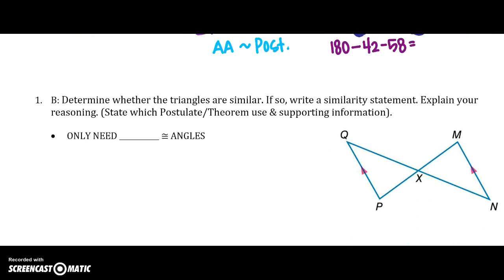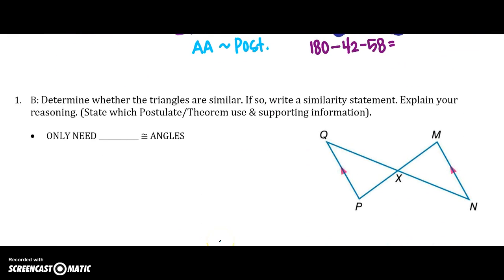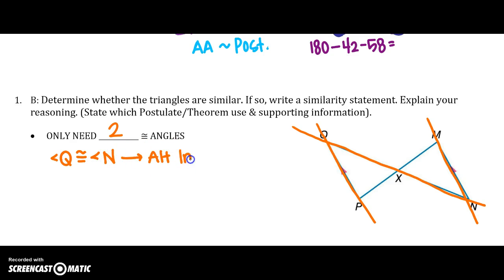Right, let's look at another example. In this picture, I have 2 parallel lines, so I need to determine if the triangles are similar, write a similarity statement if they are, and explain. So I'm looking for 2 angles because notice I'm not given a side length, so I know that I need to look for angles. So there's a few different ways you can look for this. So since I have these parallel lines, I know that I have a transversal, maybe here, I'll use this line. So I know that angle Q is congruent to angle N because they are alternate interior angles.